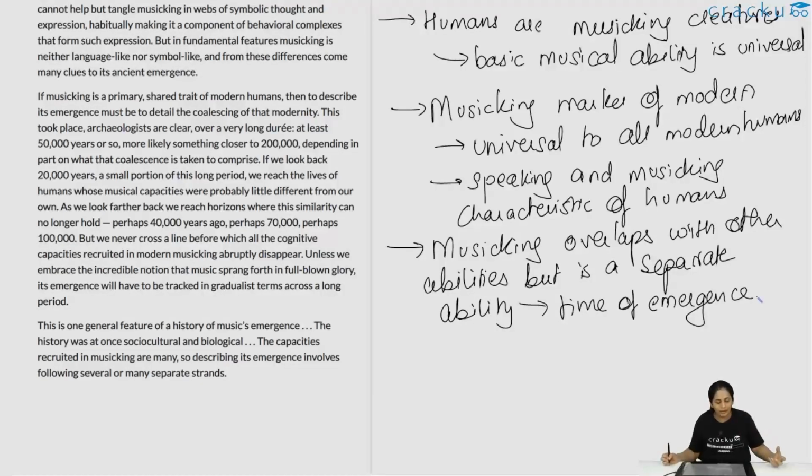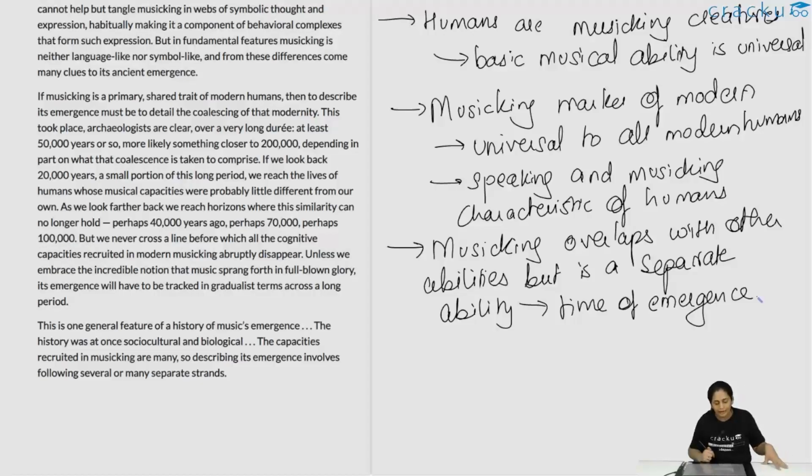If musicking is a primary shared trait of modern humans, then to describe its emergence must be to detail the coalescing of that modernity. This took place, archaeologists are clear, over a very long duration, at least 50,000 years ago or so. More likely something closer to 200,000, depending in part on what that coalescence is taken to comprise.